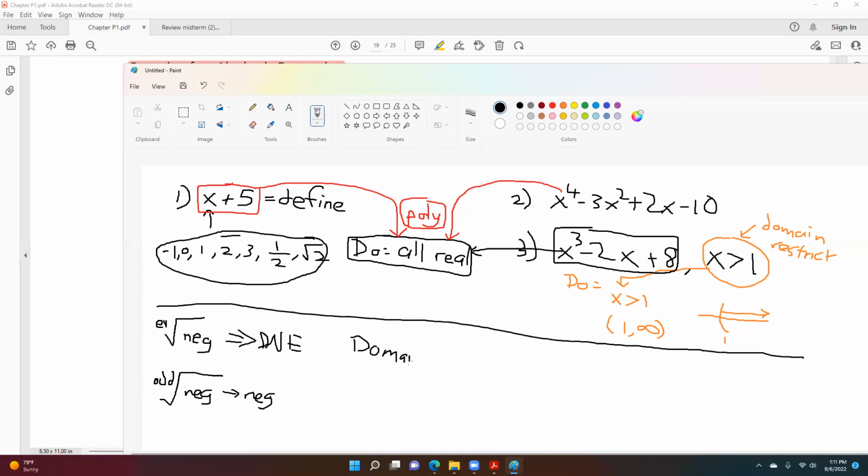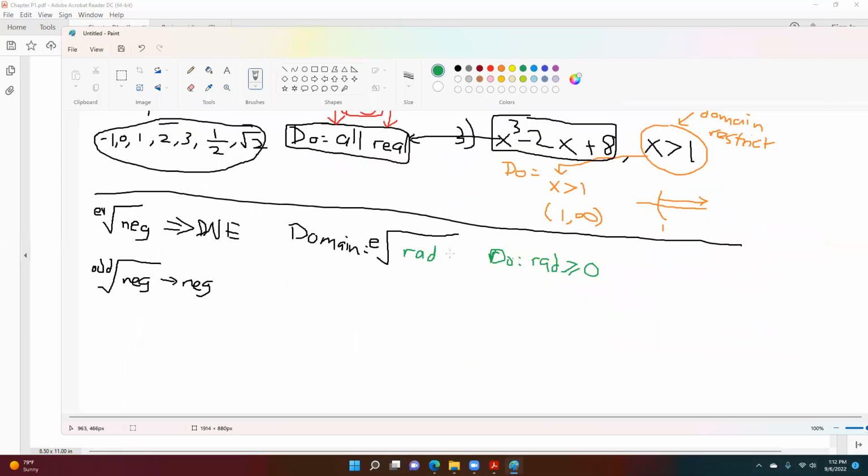Okay, so for the domain case, if you have a root and this root is an even root, then what you need to do is take the radicand. You guys know what a radicand is, the one inside here. You take the radicand, so your domain in this case will be that your radicand has to be greater than or equal to 0. The reason why we need the radicand to be greater than or equal to 0 is because greater than or equal to 0 means it's positive. So that means this number here has to be positive.